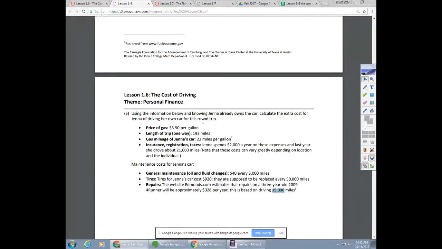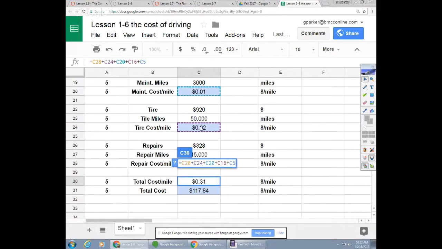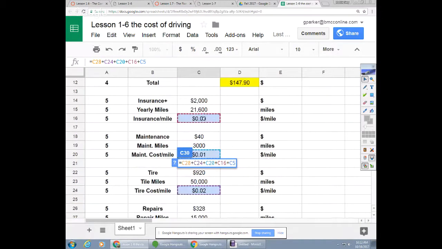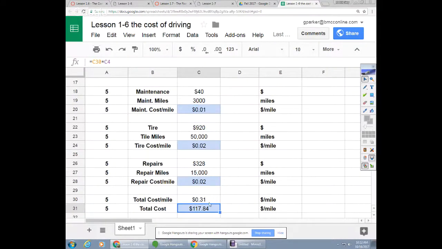And then I asked my spreadsheet to add them up. I'll come back to that number in just a second. But I added up all those things, right? The repairs cost per mile, tires cost per mile, maintenance cost per mile, insurance cost per mile, and the gas cost per mile. For the 4Runner, right? Gas cost per mile will be different for each vehicle. So altogether, I get about 31 cents per mile. So I'm just going to make a note of that.